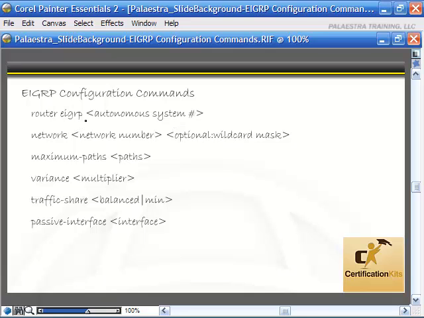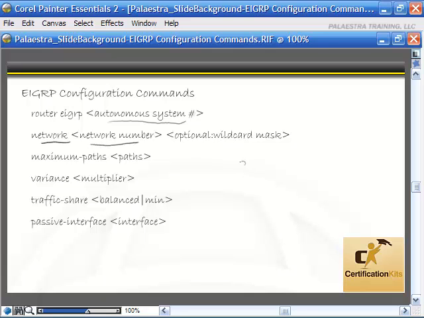We've got router EIGRP, then the autonomous system number. Remember, that has to match. So the autonomous system number, remember, that thing's got to match. If it doesn't match on the routers that you want to talk to, they're not going to make friends and exchange topology information. Network, then the network number.